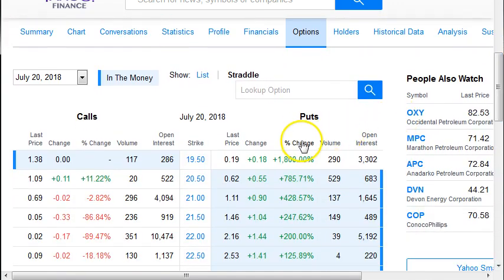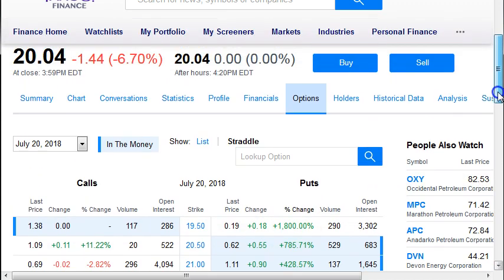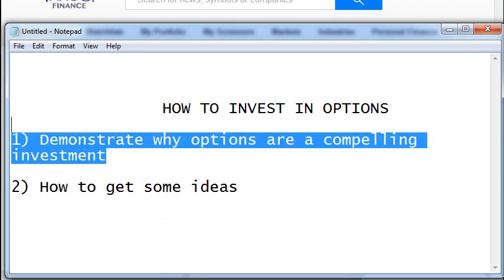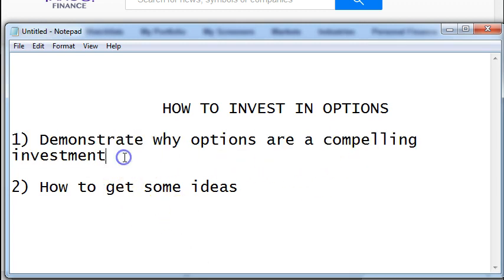I'm going to click on percentage change for puts, and you can see Marathon Oil's puts went up by 1,800%. So this is what most of you may not realize. When the stock is going down 6%, many of you may think there is no investment opportunity, but you can actually invest in the puts of this stock, and you can get 1,800% a single day profit. So that is one reason why options are a compelling investment.